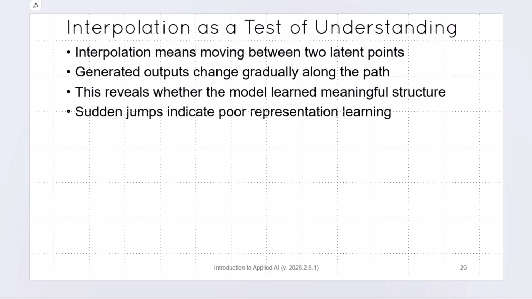So, interpolation as a test of understanding. Interpolation means moving between two latent points. Generated outputs change gradually along the path, and this reveals whether the model learned meaningful structure. Sudden jumps indicate poor representation learning.